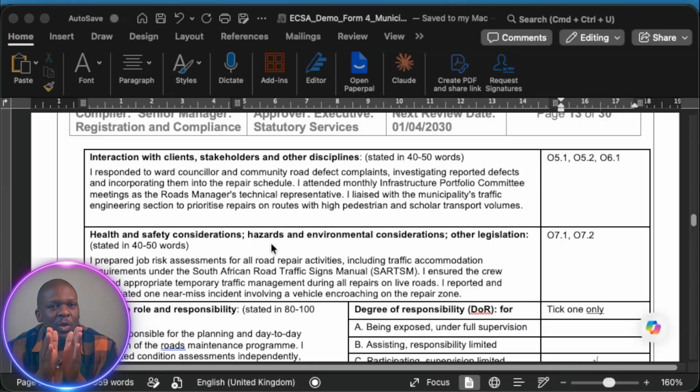I prepared a job risk assessment for the road repairs activity, including traffic accommodation requirements. Why? Because if you are going to work on a project, you need to manage traffic. You need to ensure that you do not cause nuisance or problems to the community or to the public. So you need to put together a traffic accommodation plan.